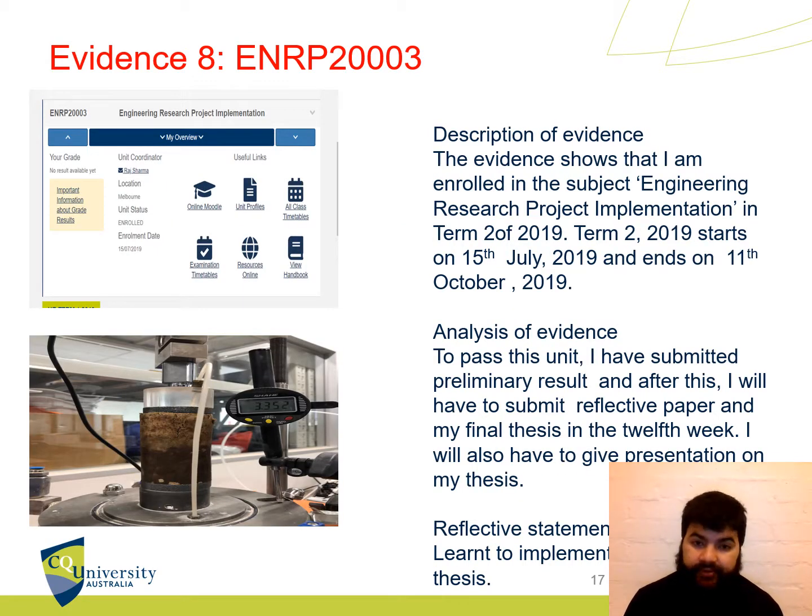ENRP 20003. The evidence shows that I am enrolled in the subject engineering research project implementation in term 2 of 2019. To pass this unit, I have submitted the preliminary result, and after this, I will have to submit a reflective paper and my final thesis in the 12th week. I learned to implement the planning.